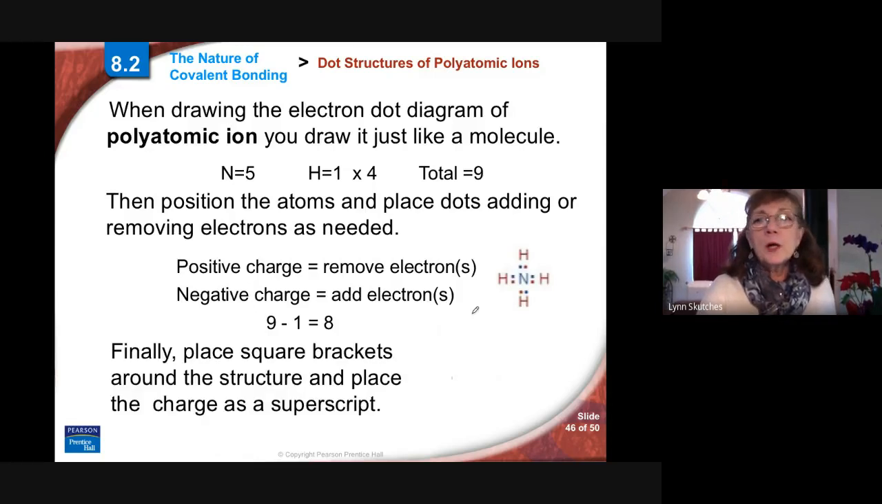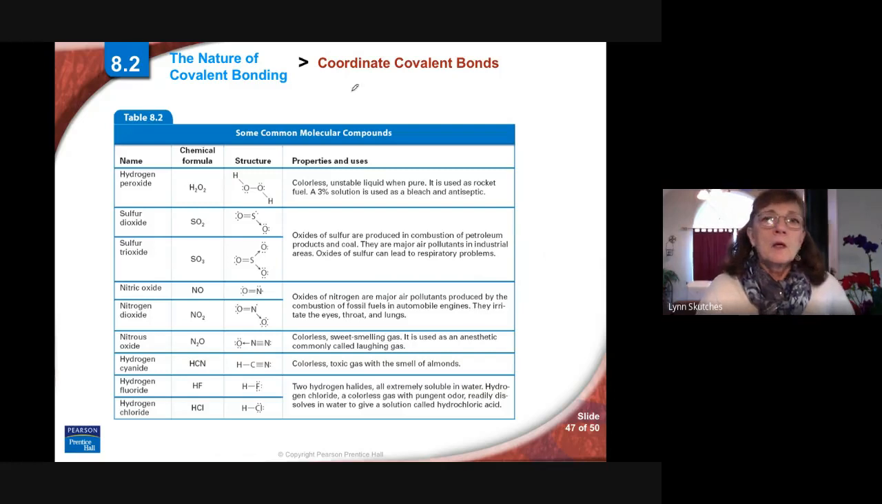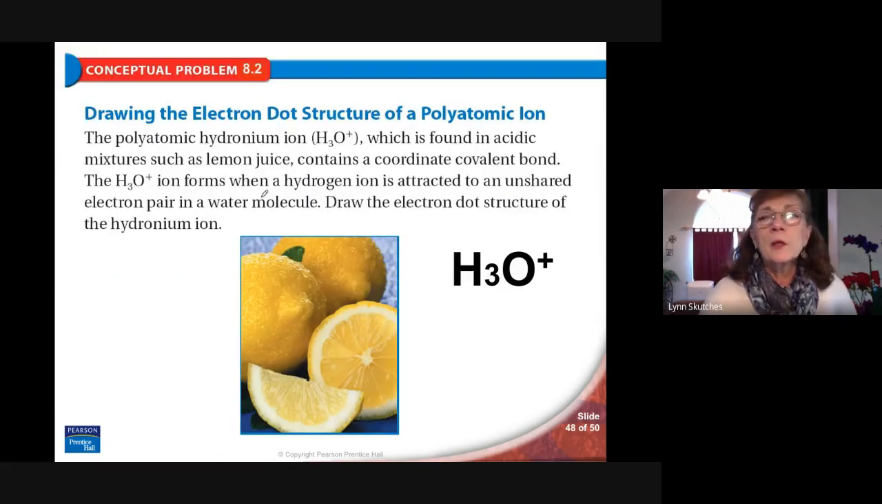But when we do drawings of ions, I don't have any on the homework, but when you do drawings of ions, the convention is to put square brackets around them and then put the charge on the outside of the bracket, okay, to indicate, in this case, that it lost an electron, has fewer electrons than protons. Most of them are going to have extra electrons because they're negative. This is a whole bunch of common compounds. You're welcome to peruse that in your textbook.